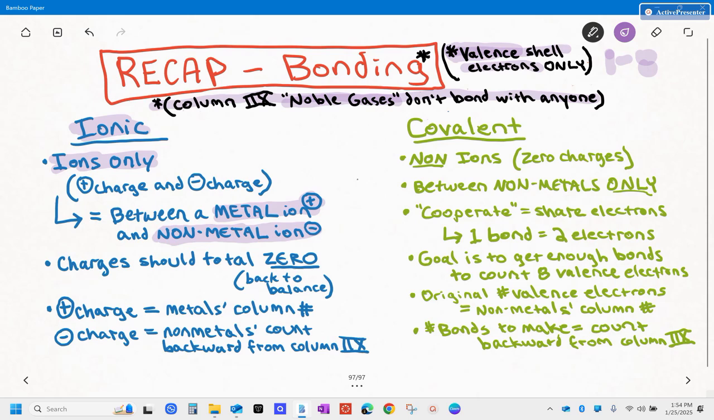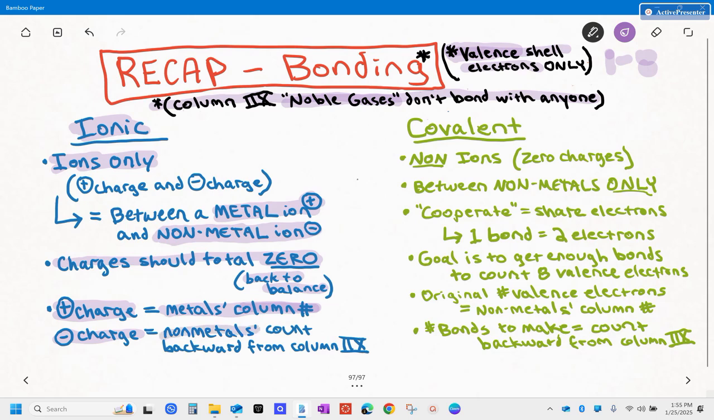In ionic bonding, after all is said and done, once they bond together, they should be able to shift off their extra electron or get the electron that they need. So the total charge of the bond, the molecule, should total 0 charge. Everything should be back in balance, which means a 0 charge. The positively charged ions are from the metals column on the very left, and you can tell how much of a charge it is by its column number. The negatively charged ions are the nonmetals on the very right-hand side of the periodic table.